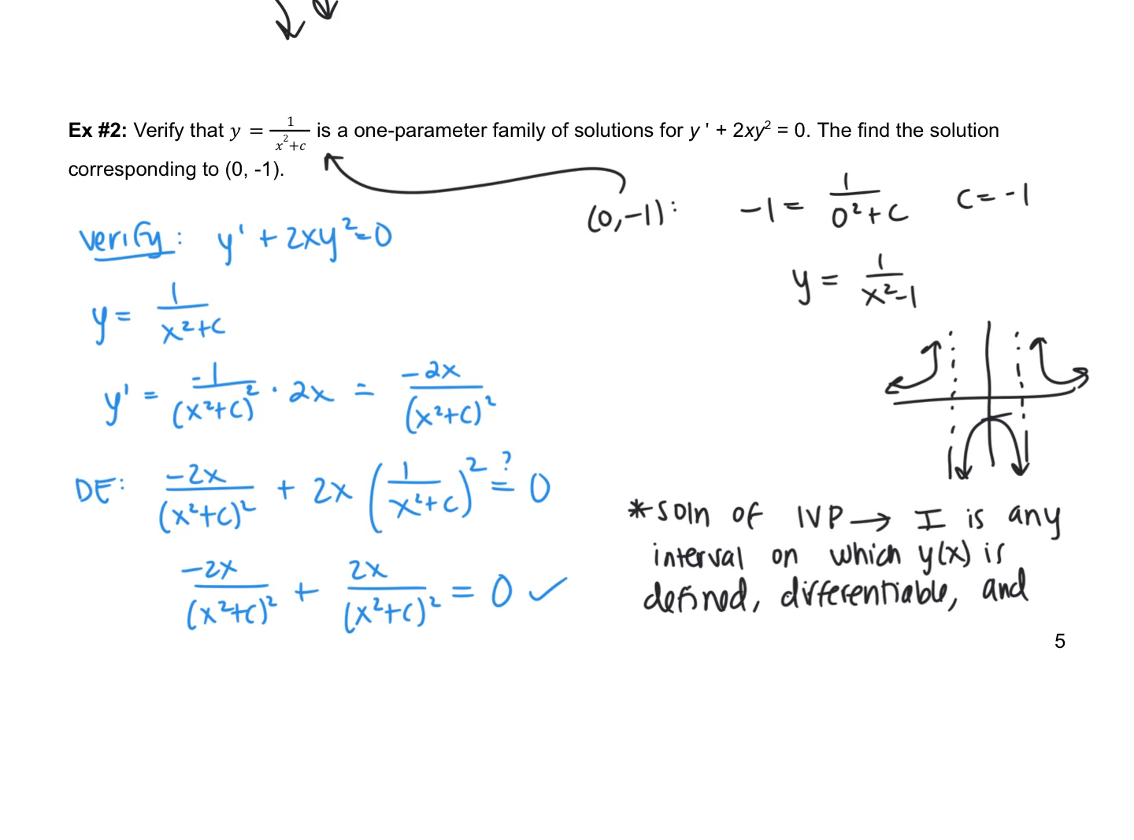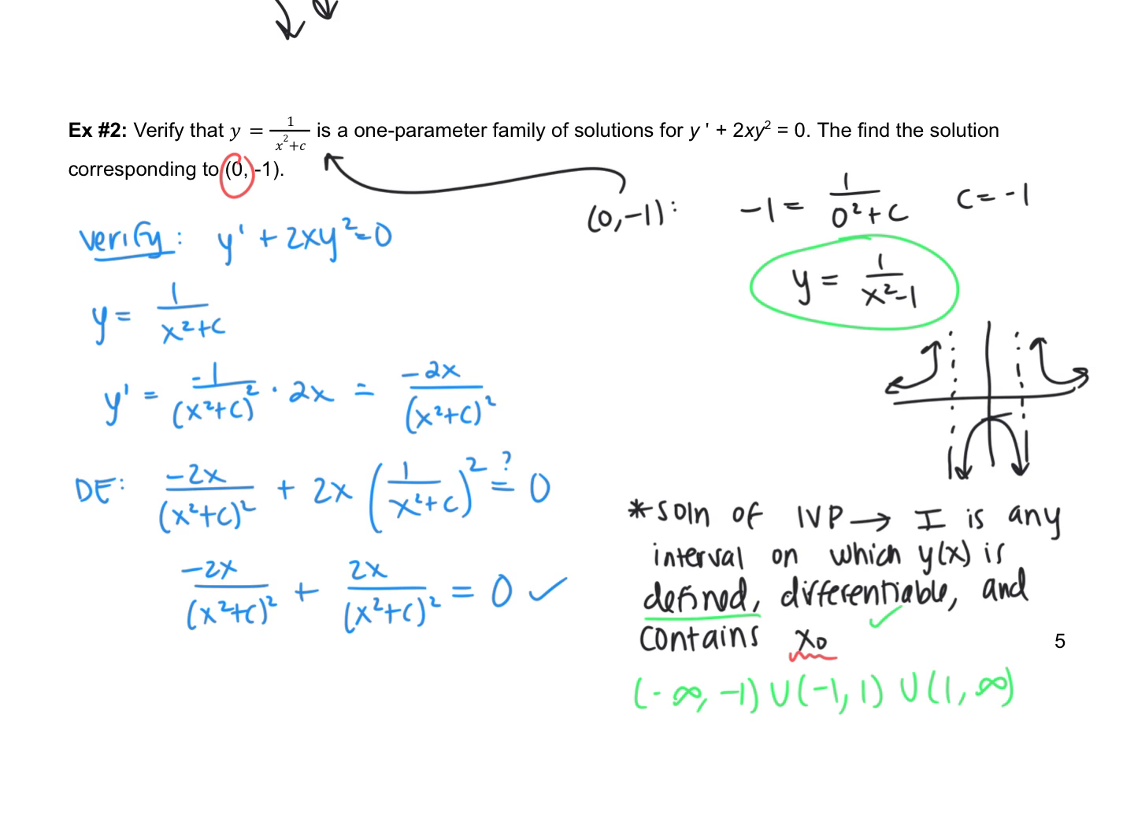and contains x naught. So if we look back at our particular solution, that y is defined from negative infinity to negative 1, negative 1 to 1, and 1 to infinity. So we've got the defined part. It is differentiable at those places as well, but we need it to contain our x naught. Our x naught in this case is 0. So this is our interval then. That is the interval on which this particular solution is a solution of the differential equation.